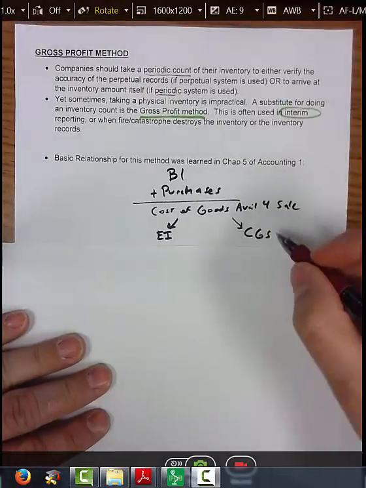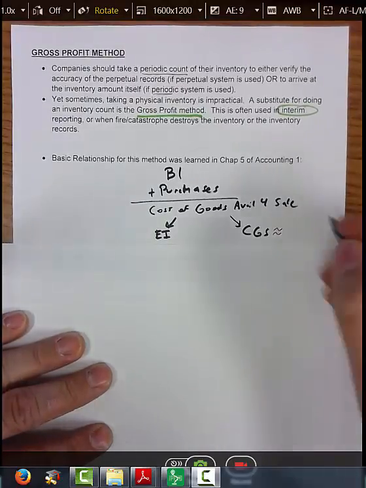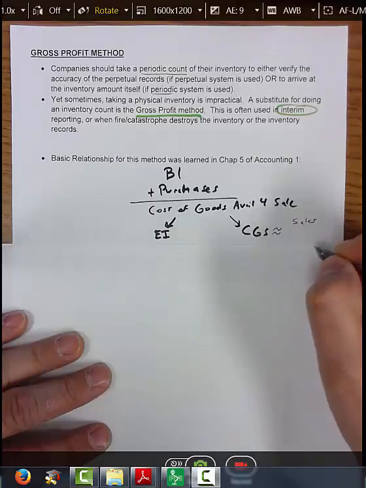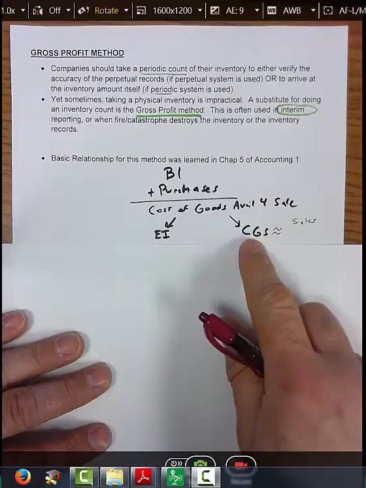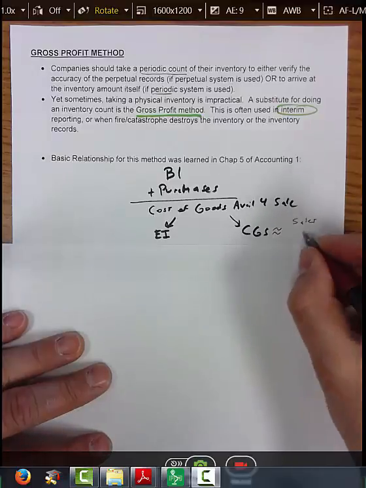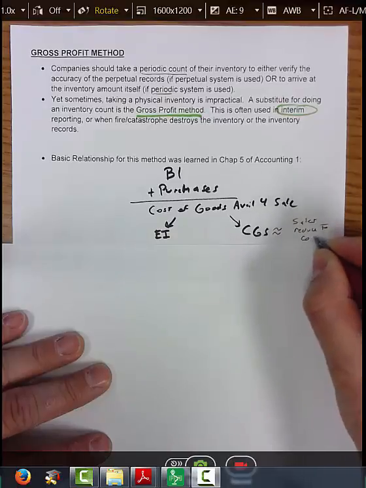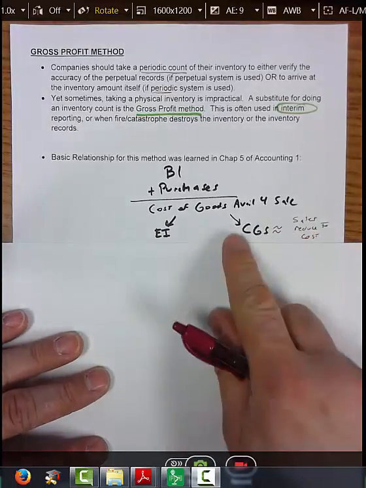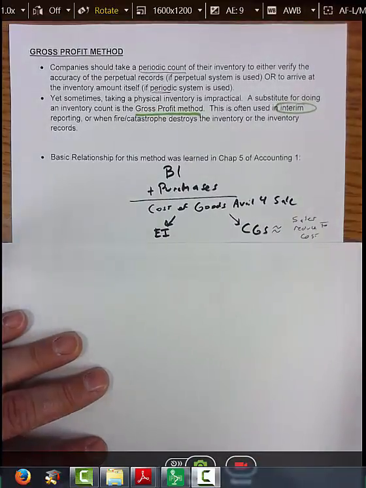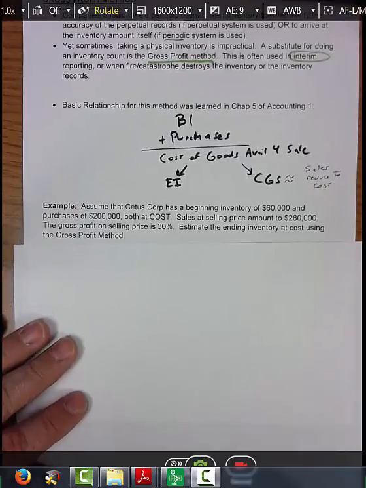I want you to think about cost of goods sold. Think about what it says: it's the cost of goods that were sold. So if we take our sales amount and reduce that to cost, that's just another way of saying cost of goods sold. The sales value reduced to its cost is cost of goods sold. Remember this as we do an example.